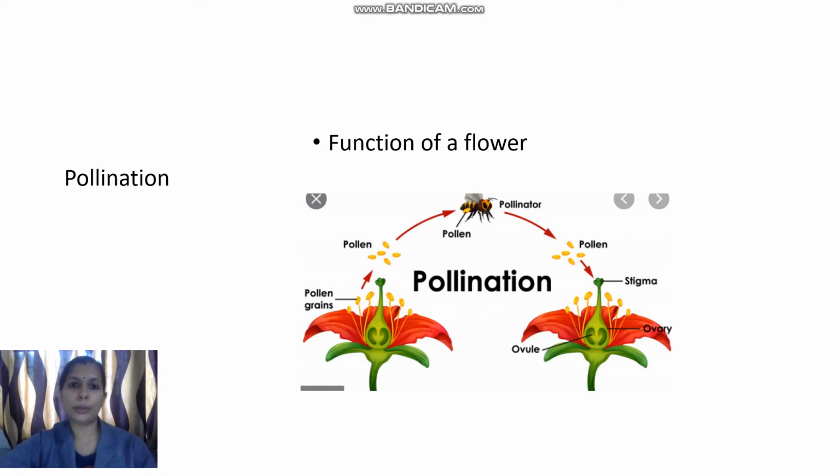Okay, children, hope you all understood the structure of a flower and the different parts of a flower. Now the function of a flower also.